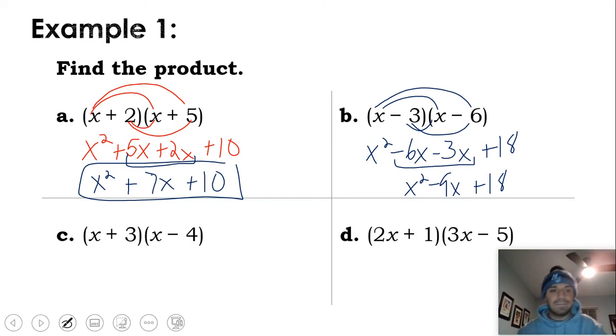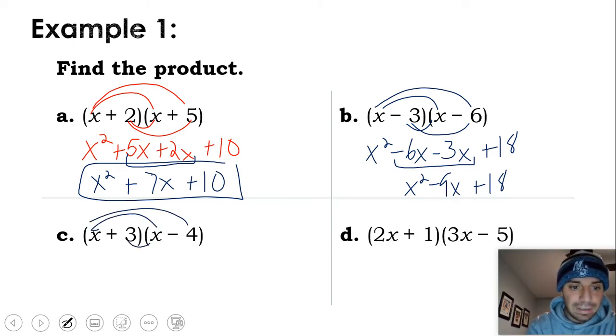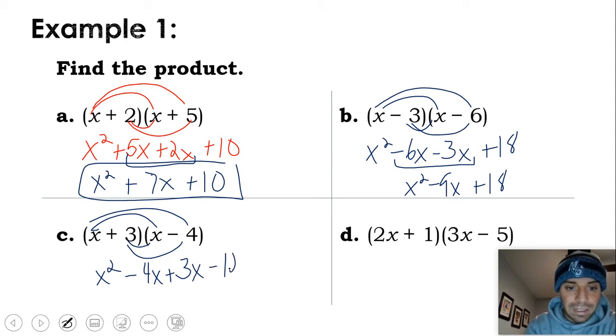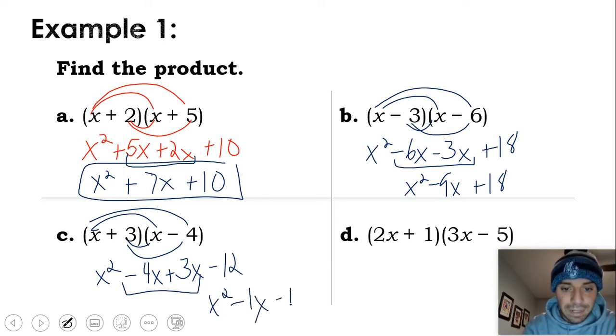Moving on to our next one, same thing. First, outer, inner, last. x times x is x squared. x times negative 4 is negative 4x. 3 times x is a positive 3x. And 3 times negative 4 is a negative 12. Combine there, x squared minus 1x, or just minus x, minus 12 is my answer there.